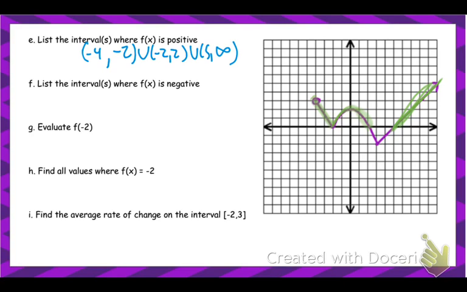All right, then we're going to talk about where it's negative. So that's going to be this part that is colored in blue. So again, we're listing the x values where that's happening. So the x values where that's happening is from 2 to 5.